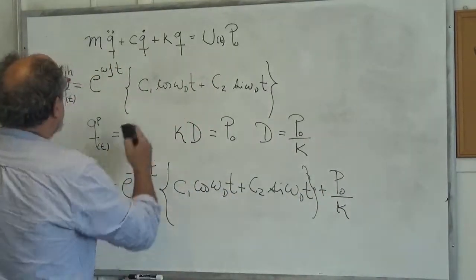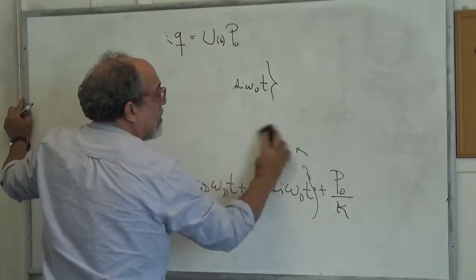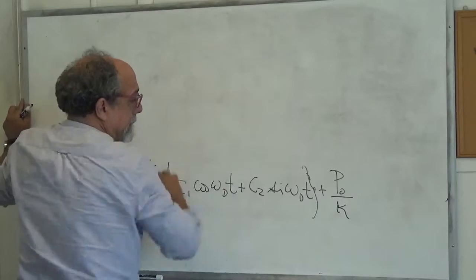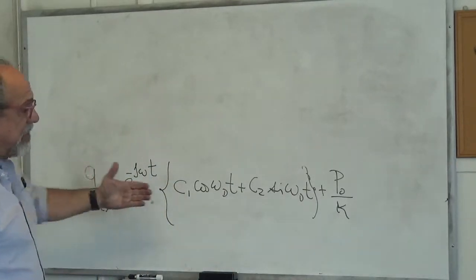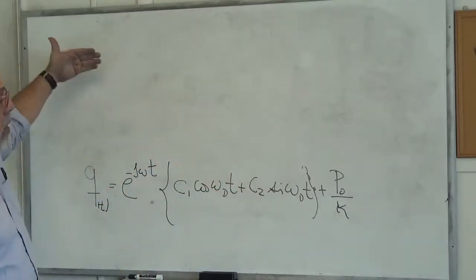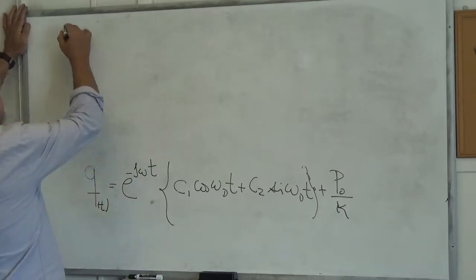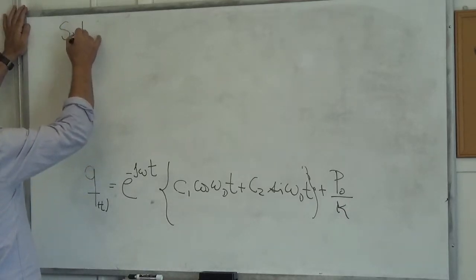Again, I will erase in order to give myself some room. But for a step load, this is the generic solution. The constants C1 and C2 will depend on whether the system is starting from rest or from some other condition. So let's look at the particular case where the system starts from rest.